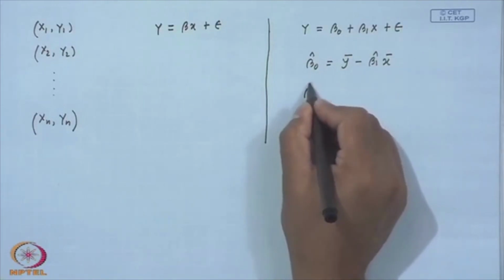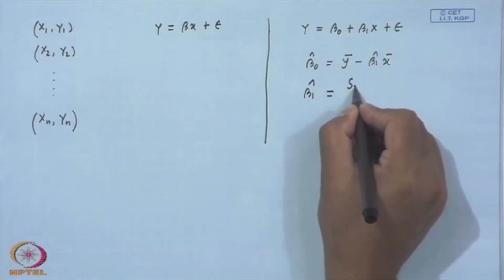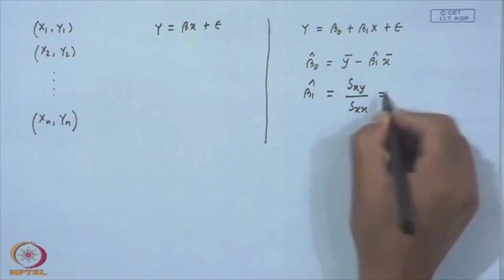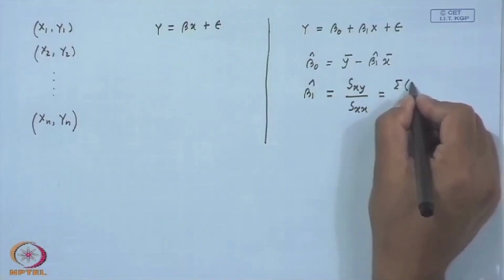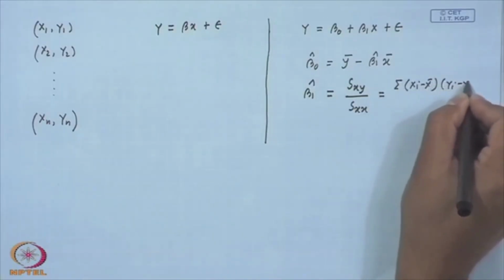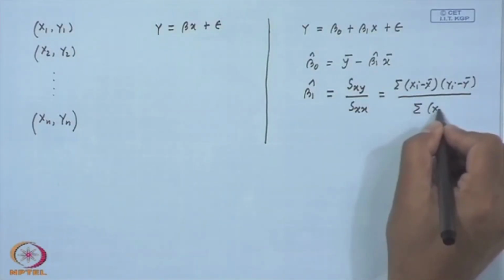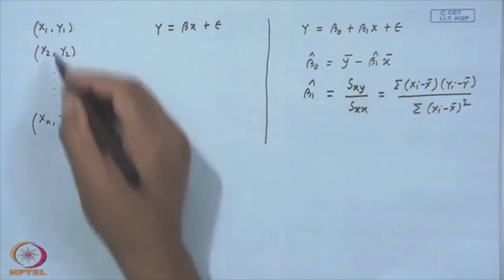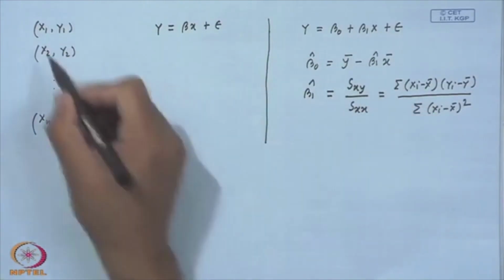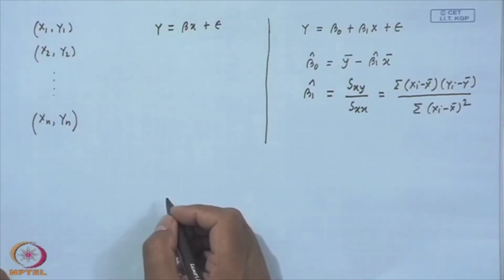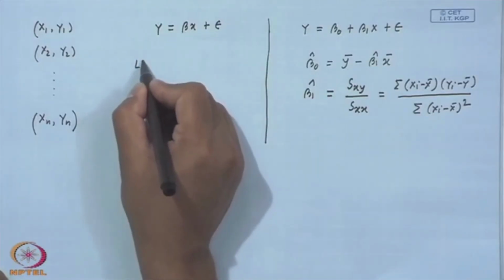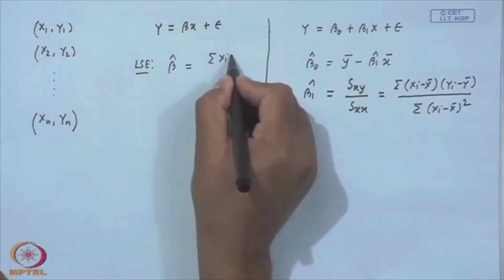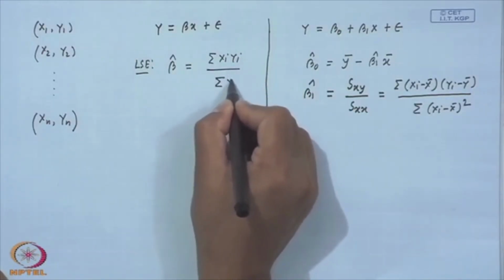and beta 1 hat is equal to s x y by s x x. That means it is summation of (x I minus x bar) into (y I minus y bar) by summation of (x I minus x bar) square. Okay, so we have a program to calculate these two things given a set of data, but what do we want? We want to fit this model to the given data, right. And the question says that the least square estimate for beta here is equal to summation x I y I by summation x I square.